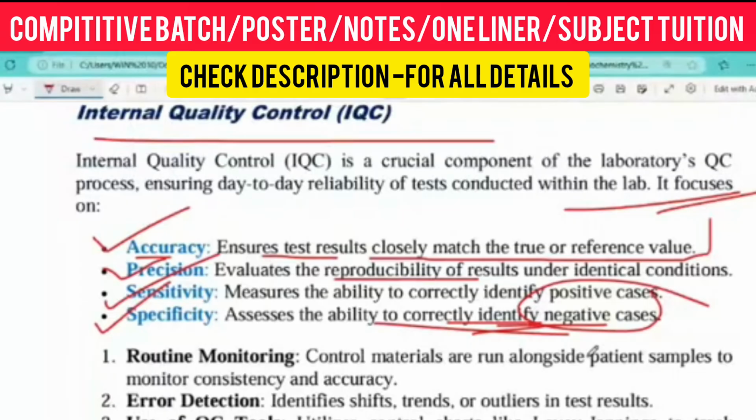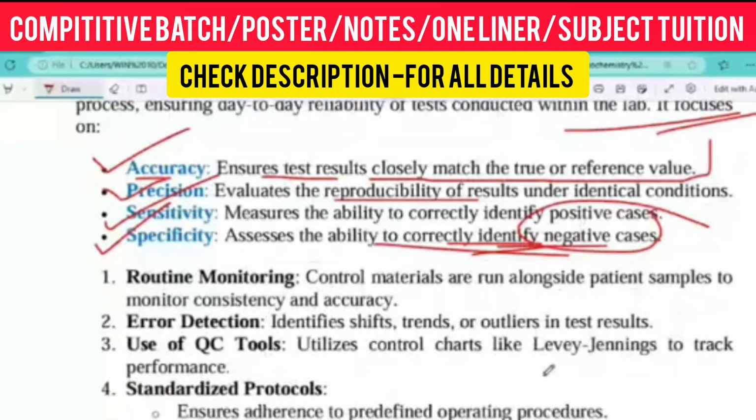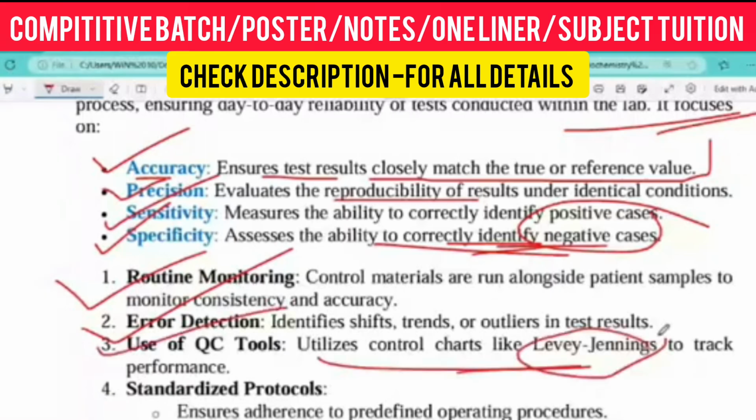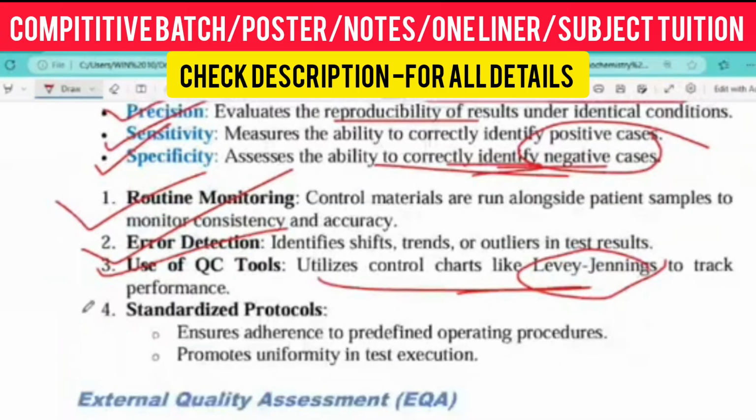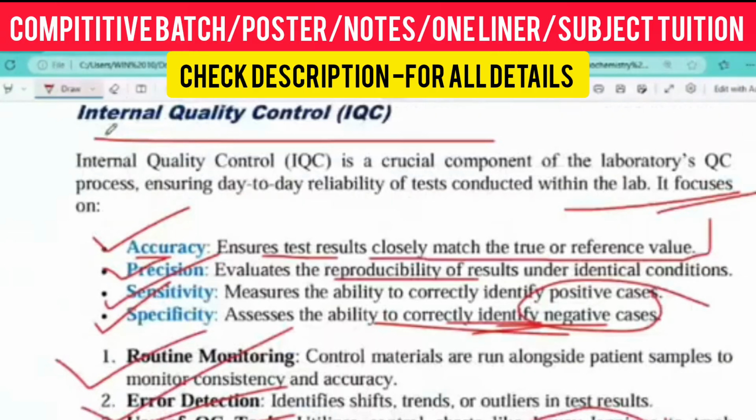That's basically the things. How do you do these kinds of internal quality control? How do you maintain the internal quality control? See here, one is routine monitoring. You have to monitor the whole phenomena routinely. After that, detection of the error. After that, use quality control tools like the Levey-Jennings chart. I will discuss with you what is the Levey-Jennings chart, what is the Westgard method, and anything else. I will obviously discuss with you. Don't worry. After that, maintaining the standard protocols. That's what internal quality control is.